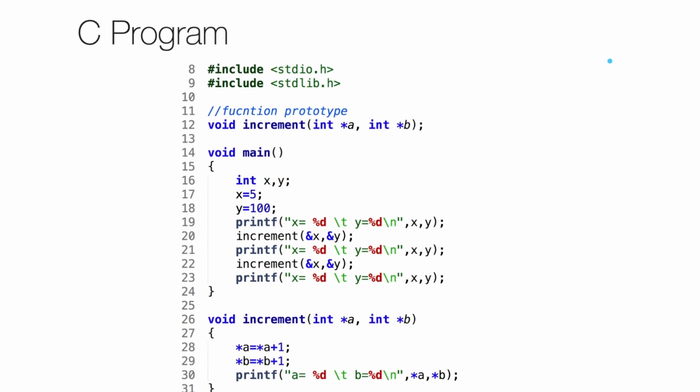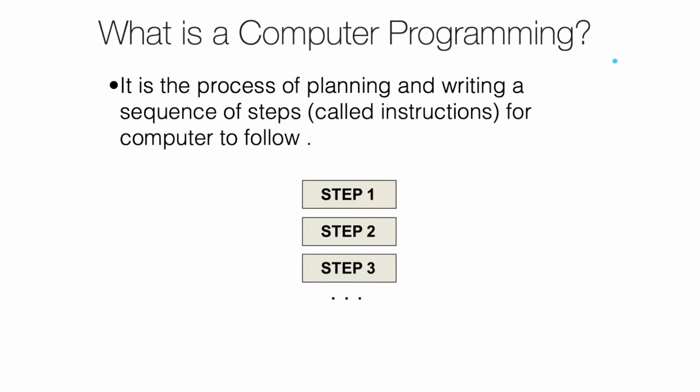So then let's talk about what programming is. That is what we are going to do throughout this semester. Computer programming is the planning and writing of a sequence of instructions, or sequence of steps, for a computer to follow. For right now, we know what a computer program is. It is a sequence of instructions. And now we know what programming is. Programming is the process of planning and writing a sequence of instructions.